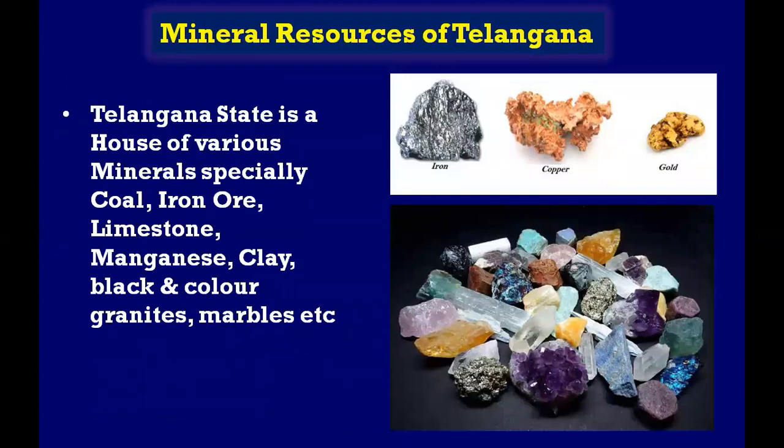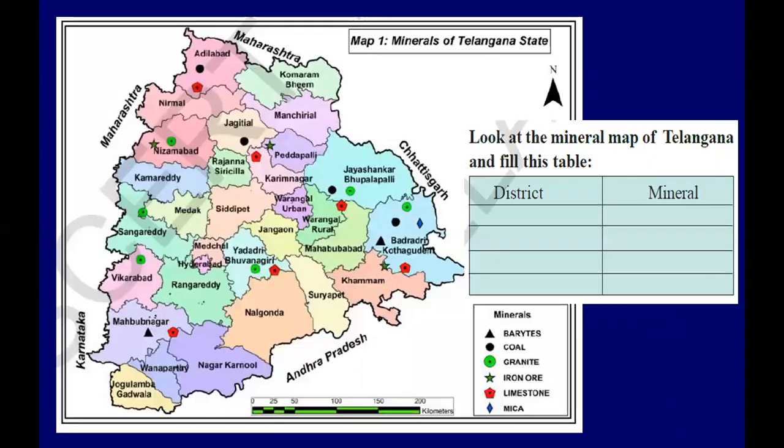So let us see the mineral resources of Telangana. Telangana state is a house of various minerals, especially coal, iron ore, limestone, manganese, clay, black and colour granite, marble. So children, here you can find our state Telangana and its districts, and you can find the minerals. You can clearly locate in which district you can find iron ore, limestone, mica, granite, coal. It is an activity, and you can complete the table by looking at the map.